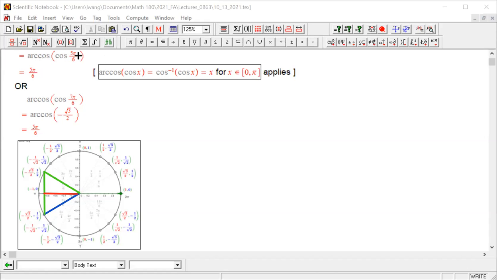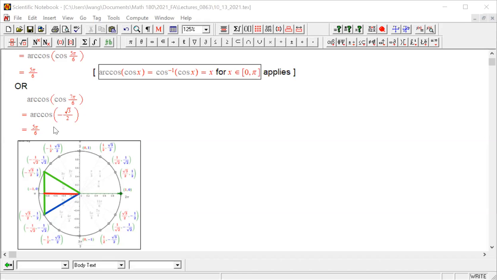And with cosine 5 pi over 6, we can apply this property, we get 5 pi over 6. You don't even have to know the special values. You guys see that? Certainly this is not the only way to do it.